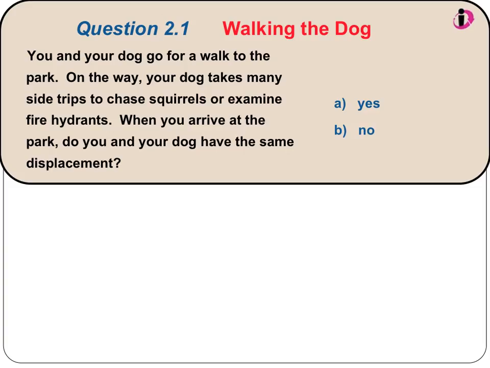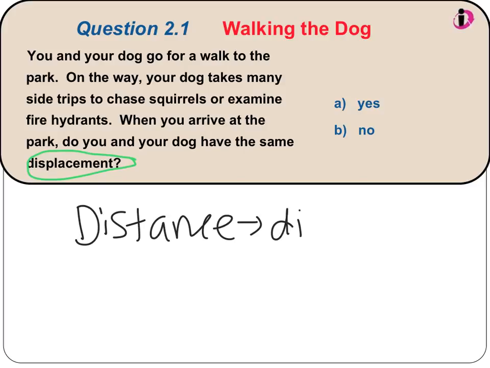Alright, so let's think about this problem. You and your dog go on a walk to the park. On the way, your dog takes many side trips to chase squirrels or examine fire hydrants. When you arrive at the park, do you and your dog have the same displacement? Okay, so let's think about this for a minute. We might say that maybe our distance will be different. The dog is walking more, it's moving over to the side. But how about our displacement? Did we start and end in the same place? Yes, we did. So even though our distance can be different, our displacement can be the same.